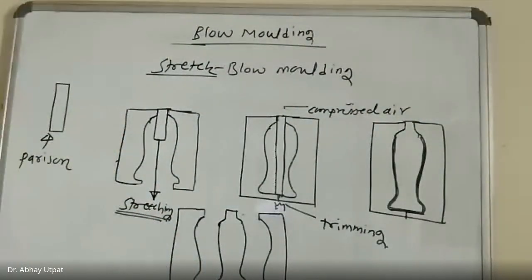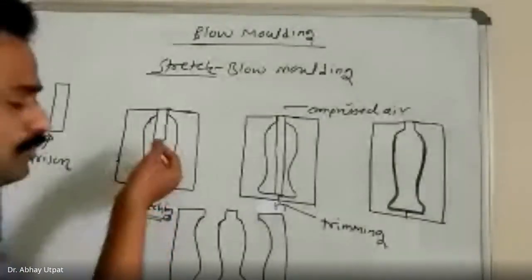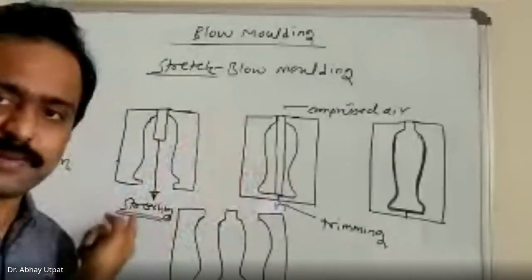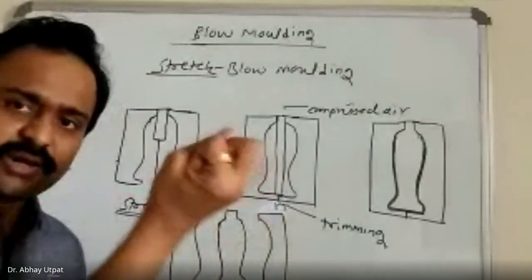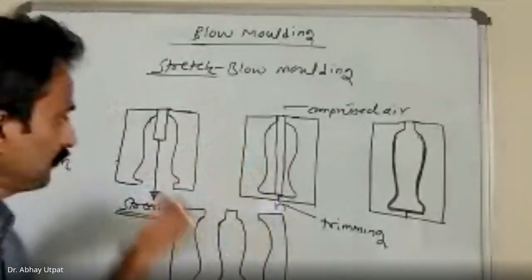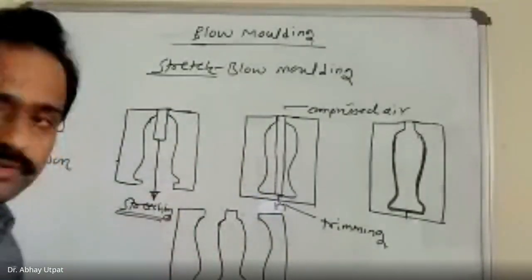That's why I am explaining this parison, which is separately available by any of the manufacturing molding processes, and is kept here in between the die. And now some arrangement is there. I have drawn it schematically, only showing the arrow mark. There is a certain arrangement, a gripper to hold it, and it will pull it down.